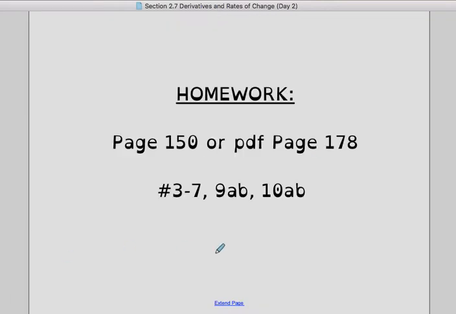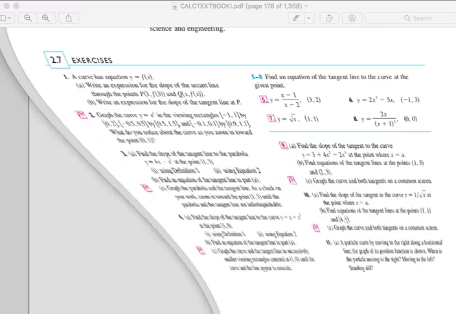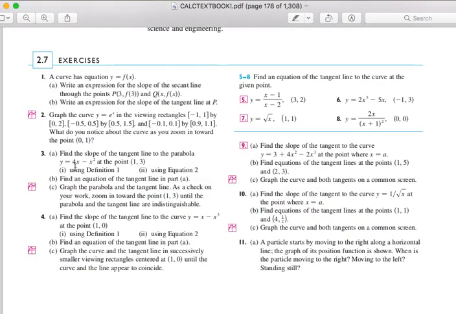Your homework: 3 through 7, 9a and b, and 10a and b. So 3 and 4. Okay, so they say to find the equation using definition 1 and equation 2. Okay, so I want you to do both of them. Make sure you do both. And then b is to find the equation of the tangent line. So basically they took our examples and separated it into a and b. We just had one problem.